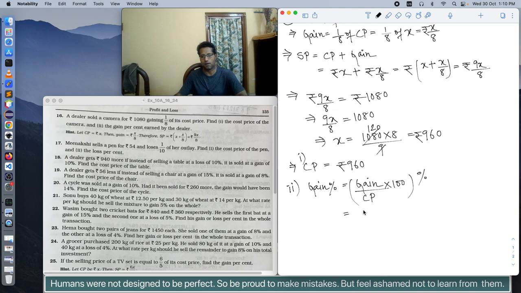Now please note that in finding the gain percent, since we know that the cost price was assumed to be X and the gain was rupees X by 8, I can write gain as X by 8 instead of putting the value of X we have found to be 960. So the gain will be 960 divided by 8, which is 120. Now you can put the absolute values of the gain and cost price, but you can also put the values of gain and cost price in terms of X.